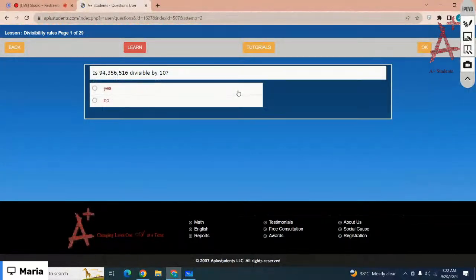94356 divisible by 10? We haven't done the divisibility rule for 10, right? The divisibility rule for 10 is the last digit must be 0. If the last digit is 0, the number is divisible by 10. So what do you know about this number? Is it divisible by 10? No, right? Because the last digit is 6. If the last digit is 0, the number is divisible by 10. The answer is no.